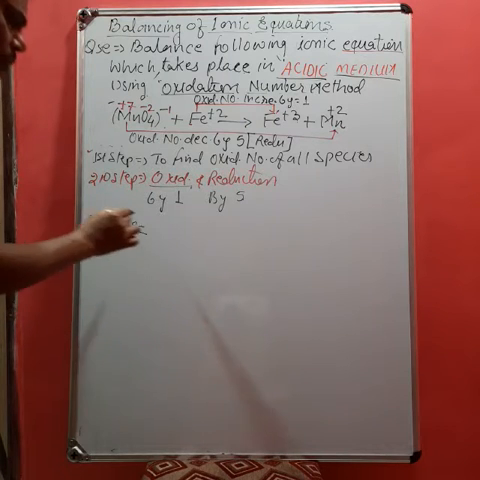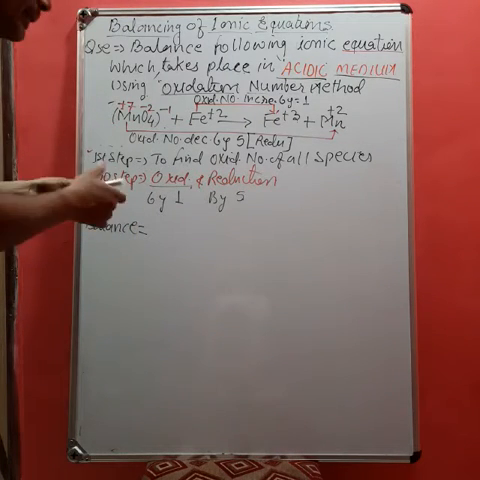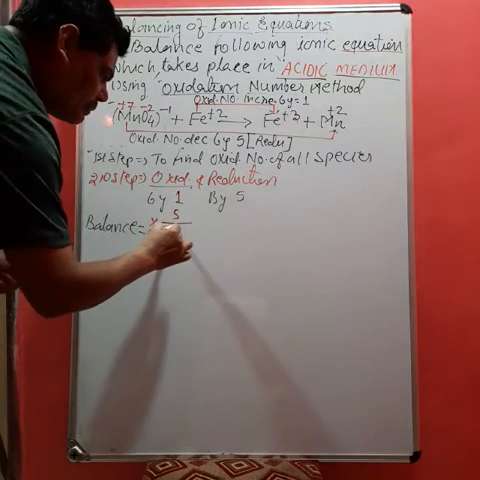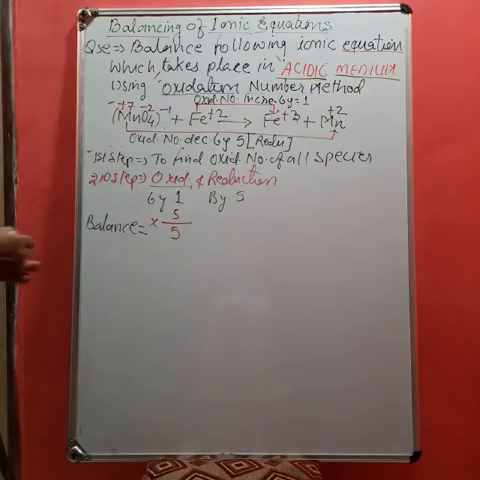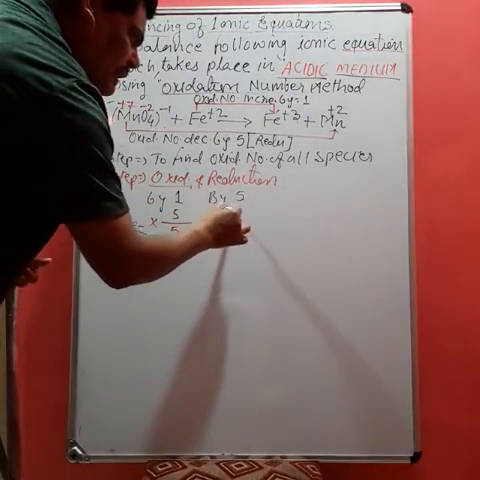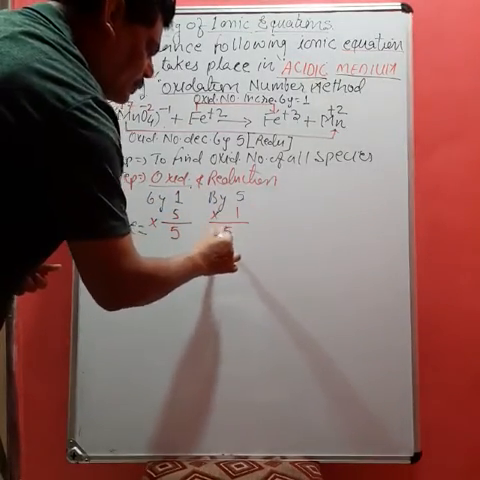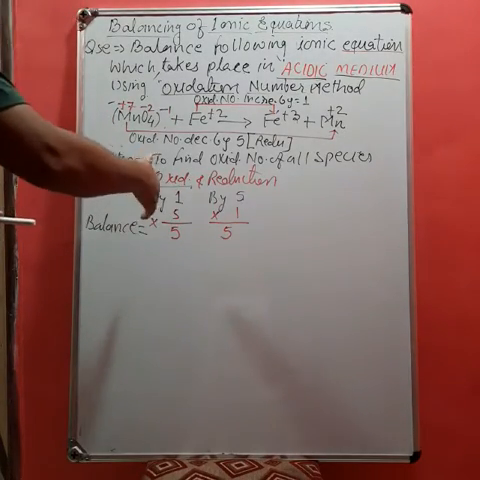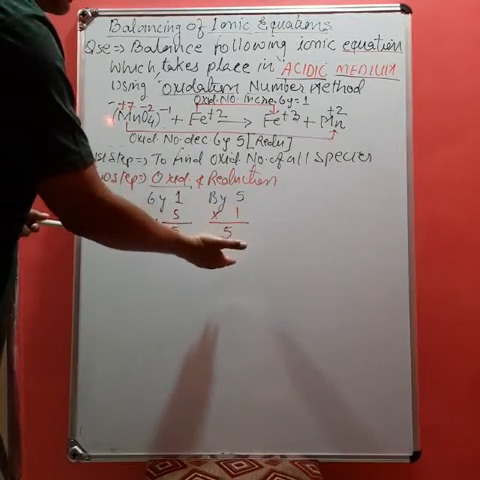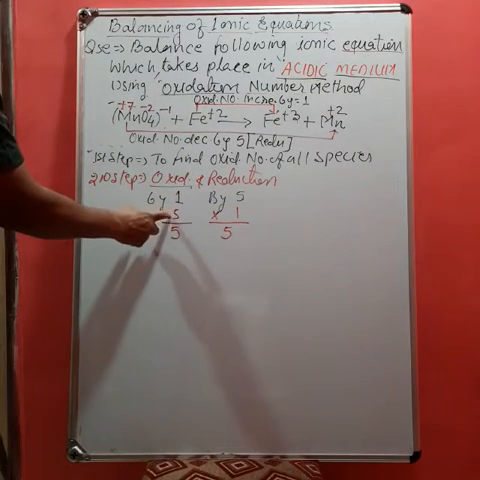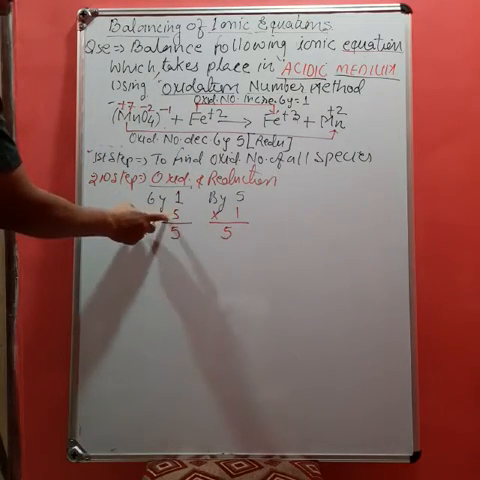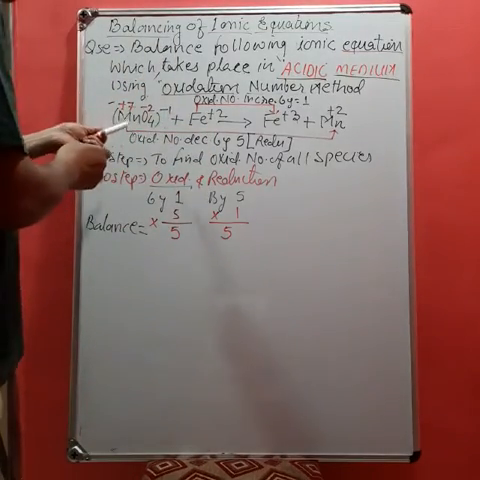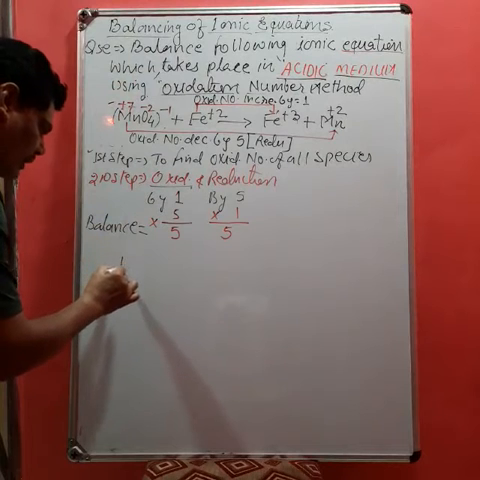Now, how to balance it? We cross multiply. The 1 should be multiplied by 5, therefore it becomes 5. And the 5 should be multiplied by 1, therefore it becomes 5. So now the oxidation and reduction magnitudes are balanced, but we have to multiply this number by the species which is getting oxidized. So now we have to rewrite the equation.